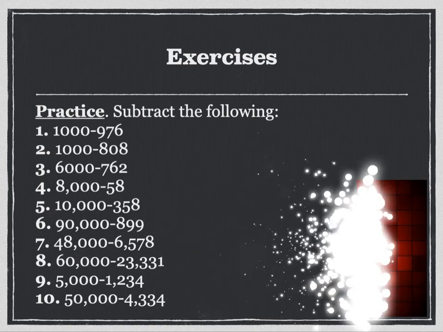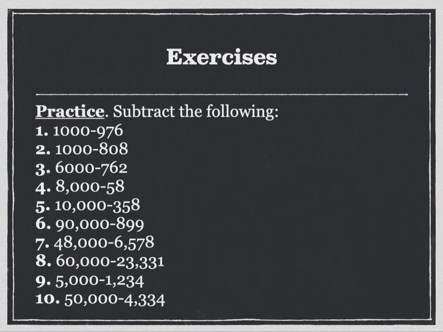Okay, and that's it for the video. What is the answer? 1,000 minus 976. So the number of zeros is the same as the number of digits in the subtrahend. So we're going to apply the sutra. So this becomes 0 to 4. That's 24. 1,000 minus 808.